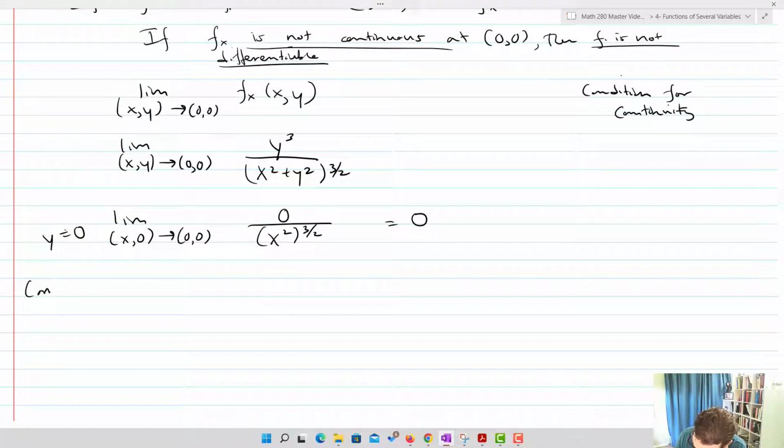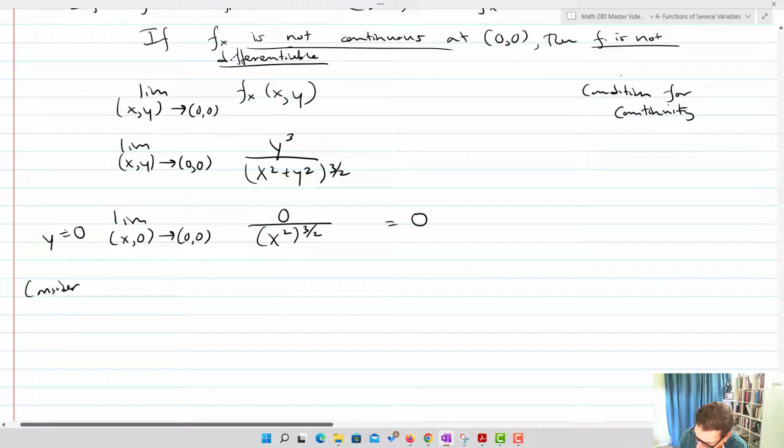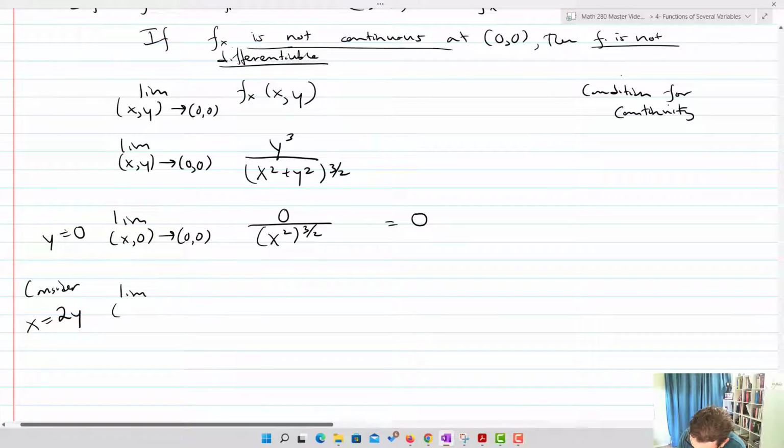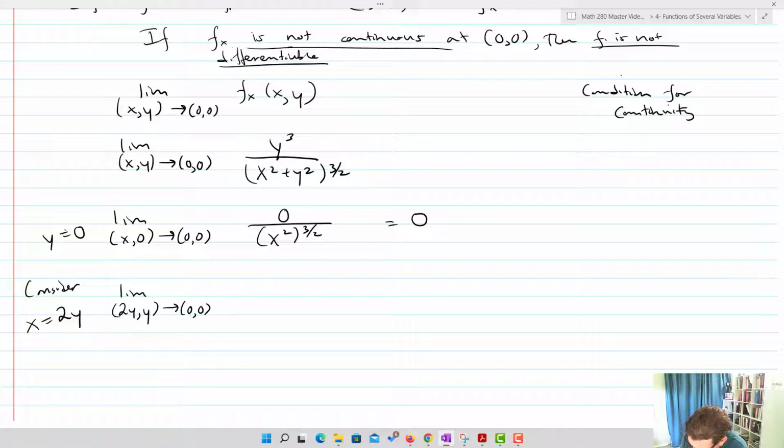Then we'll consider, let's say y equals 2x, or actually, excuse me, x equals 2y. All right, we're going to consider x equals 2y, and so we'll plug that in now. And so we're going to get the limit, 2y, y going to 0, 0. And this will be y cubed over 2y squared plus y squared to the 3/2.